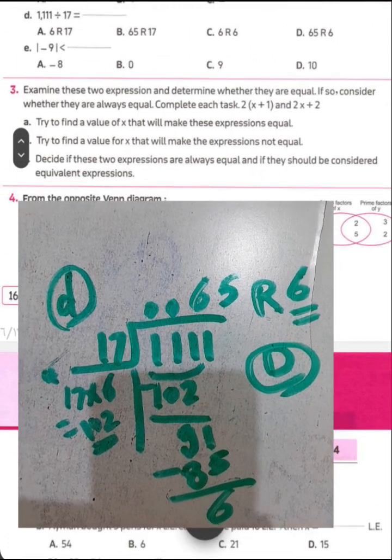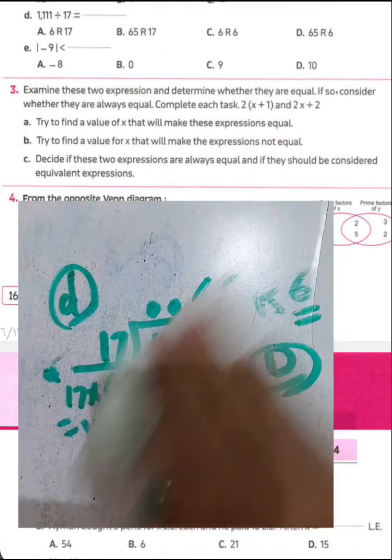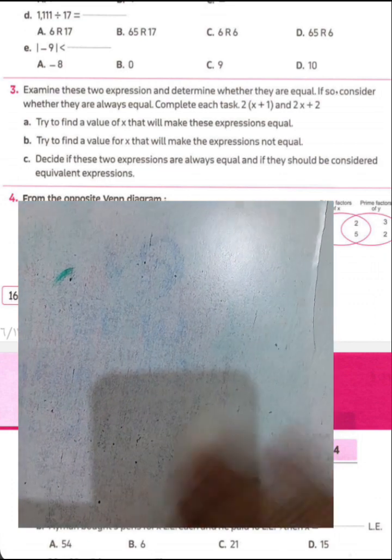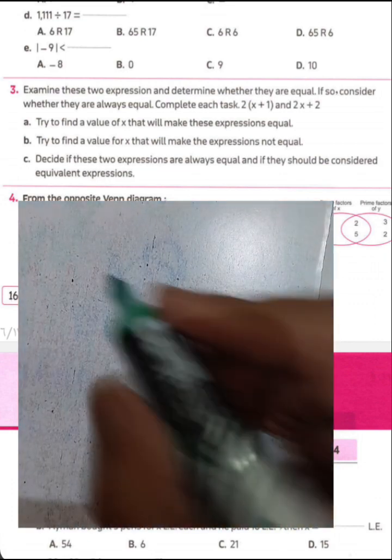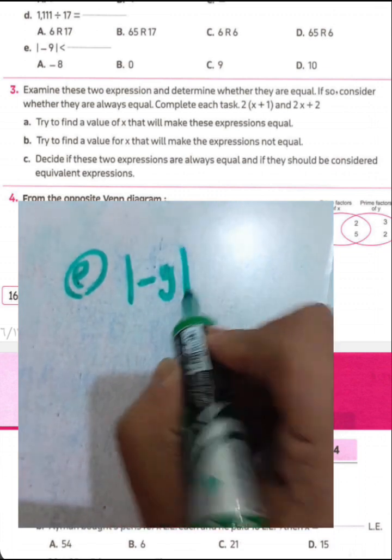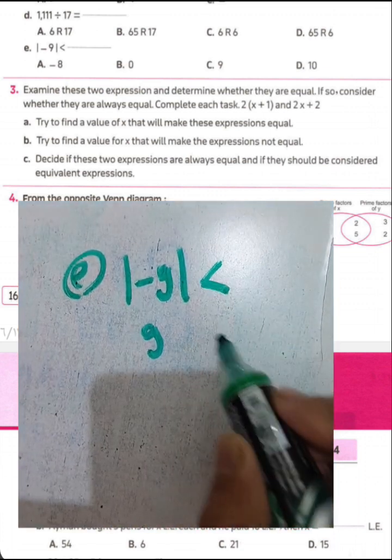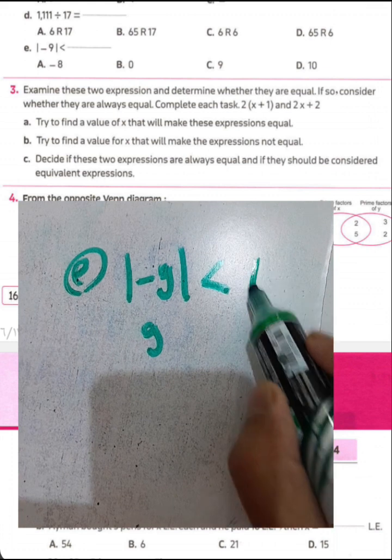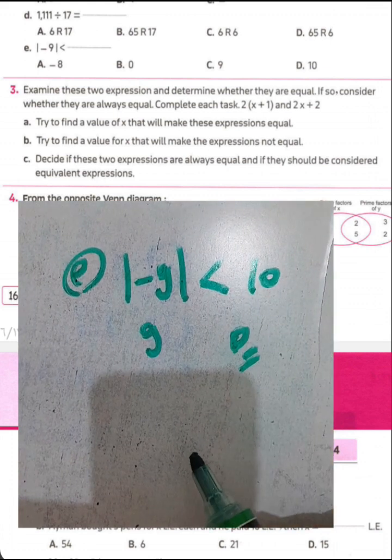Question letter E. Absolute value of negative 9 less than 10. The absolute value of negative 9, it will be 9. 9 less than 10. Choose letter D.